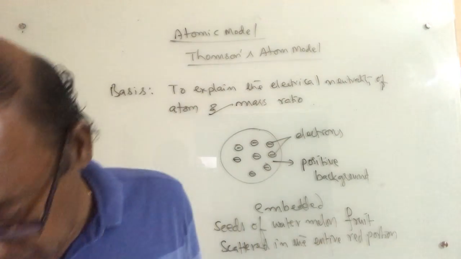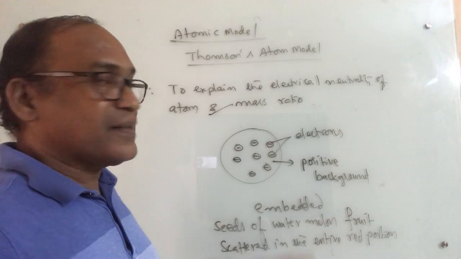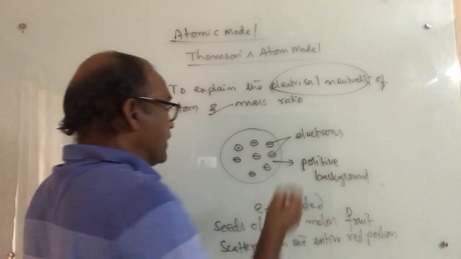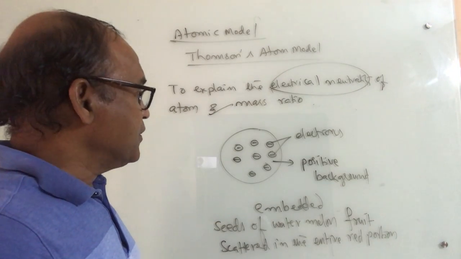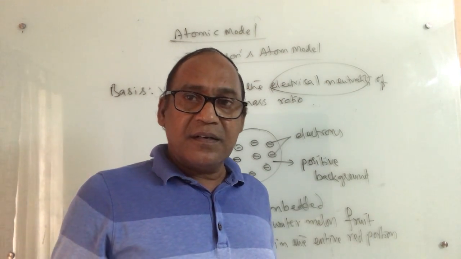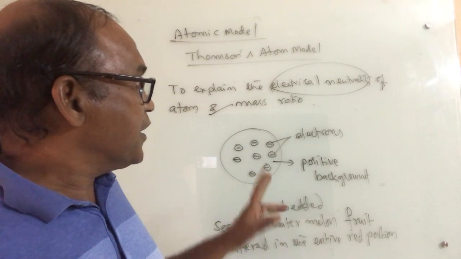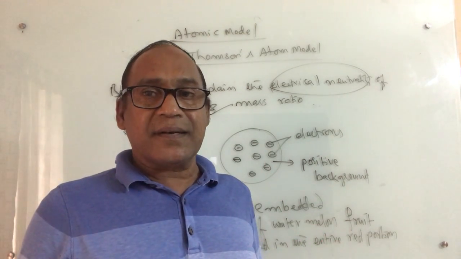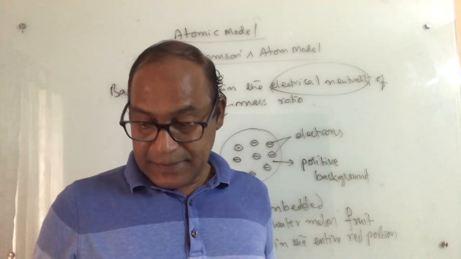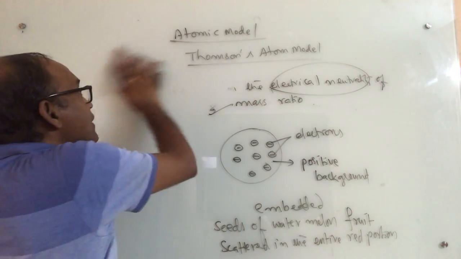So this proposal clearly explains that to neutralize the charge, and ultimately the electrical neutrality is explained. So the atom is spherical, that is, everybody knows that spherical objects are stable because of having minimum surface area. That was the reason. And keeping in view this mass ratio and electrical neutrality, the first atomic model was proposed.